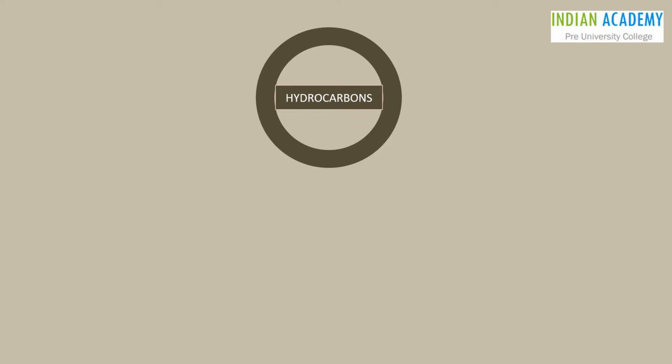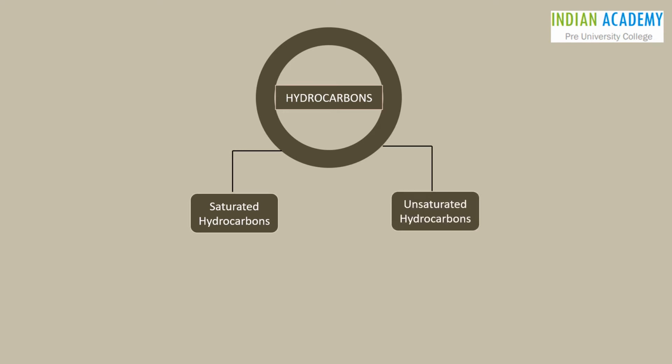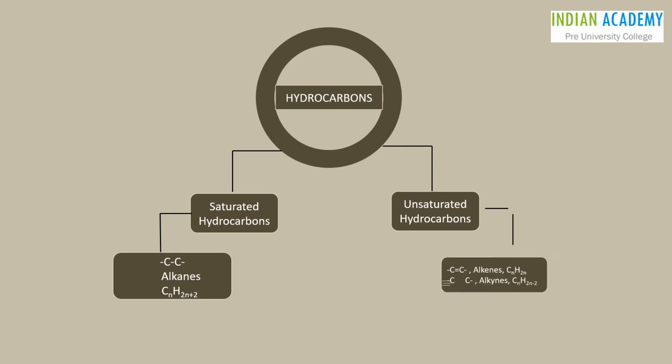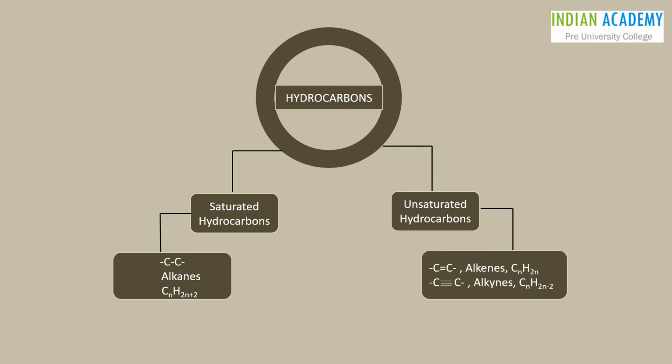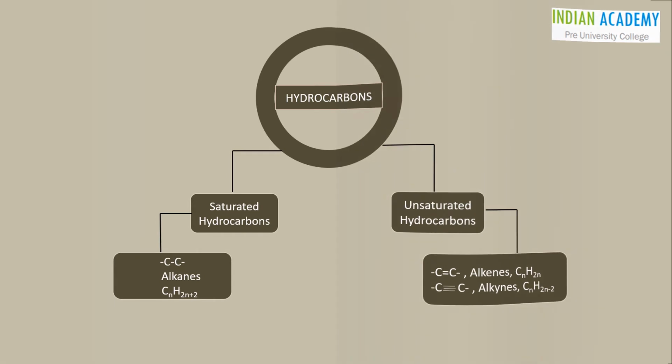They are of two types, saturated hydrocarbons and unsaturated hydrocarbons. Saturated hydrocarbons contain carbon to carbon single bond. Alkanes are referred to as saturated hydrocarbons with the general formula CnH2n+2, whereas unsaturated hydrocarbons contain carbon to carbon double bond and carbon to carbon triple bond. Alkenes and alkynes are referred to as unsaturated hydrocarbons. Alkenes have the general formula CnH2n and alkynes have the general formula CnH2n-2.